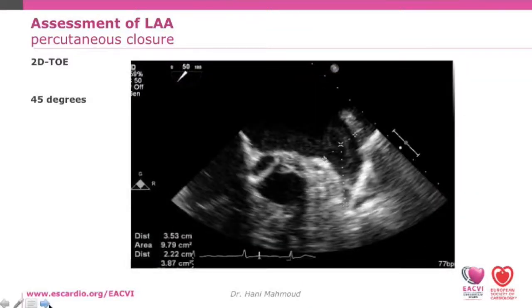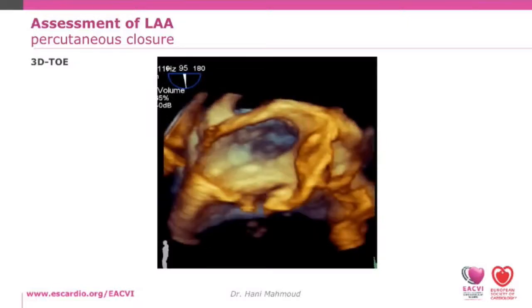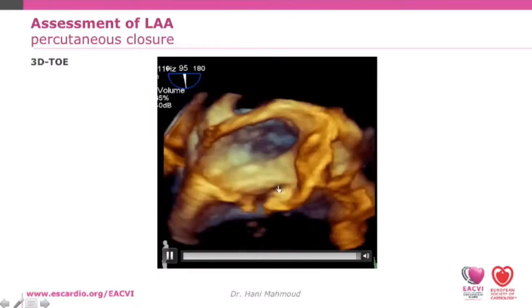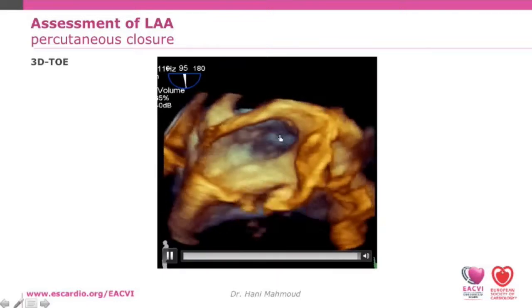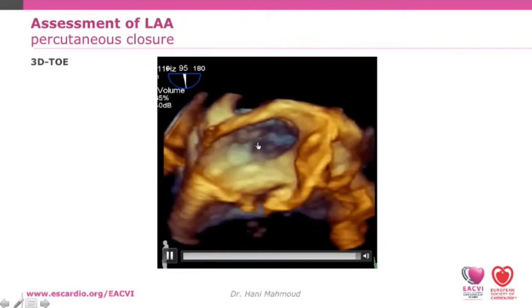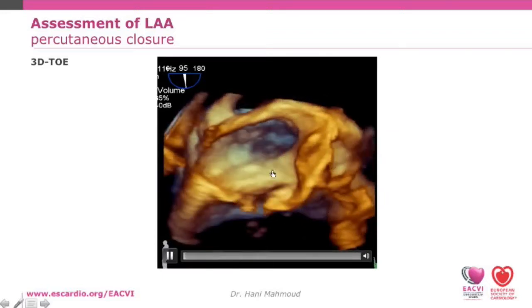From the 45 degrees, you do the same, and from the 90 degrees also, you do the same, and then from 135 degrees. Why is that? Why do I have to get the appendage in many degrees? The answer is here. If you look to the 3D volume of the appendage, you can notice that the ostium of the appendage is oval. It is not circle. So one dimension will not be a good representative for the ostium of the appendage.